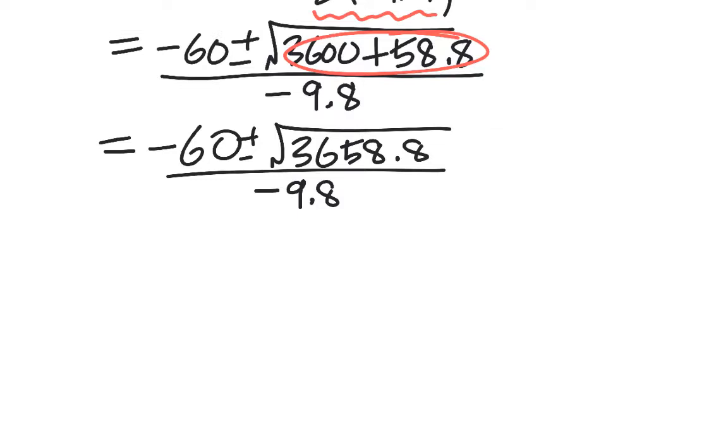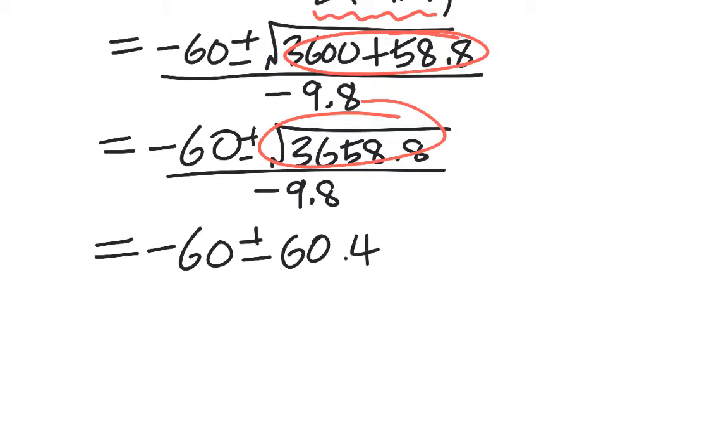Next, I'm going to apply this square root, and you have to be careful because you will get a negative and a positive answer. The square root of that number happens to be 60.496. There are quite a few decimals, but I'm just going to take 3.